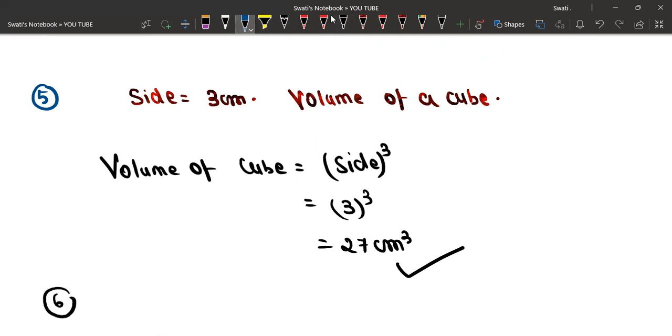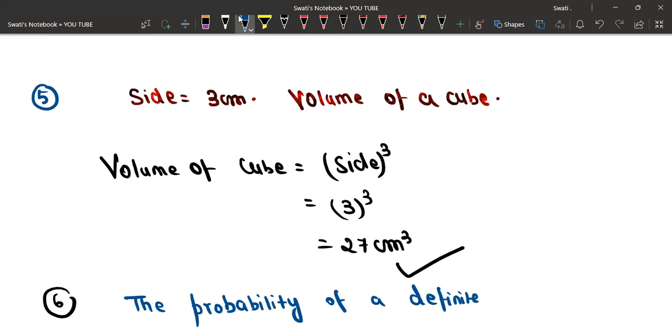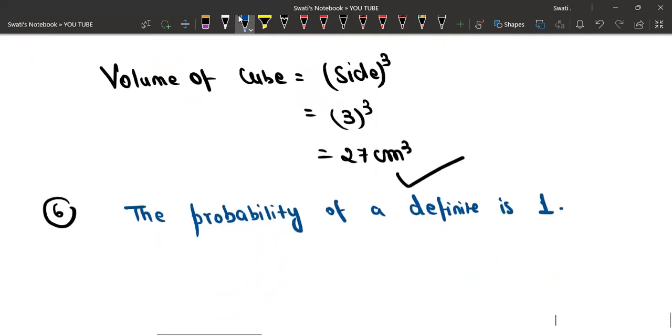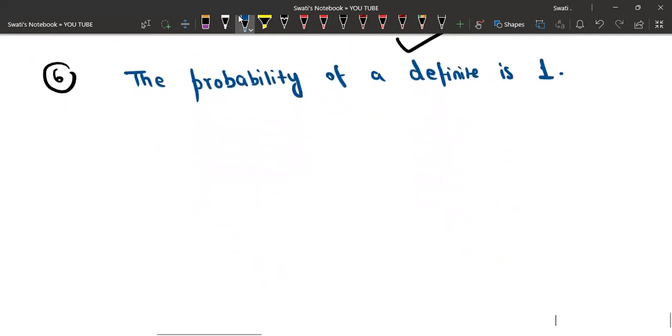In the next question, it says, what is the probability of a definite event? So remember one thing, first of all, the probability always lies between 0 and 1. But the probability of a definite event, definite meaning something that is absolutely going to happen, that is for sure, or we can say that is a sure event, is always going to be 1. Okay, always going to be 1 only. All right, so now we can go to the next question.